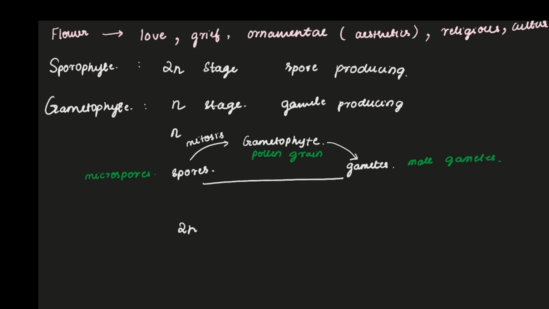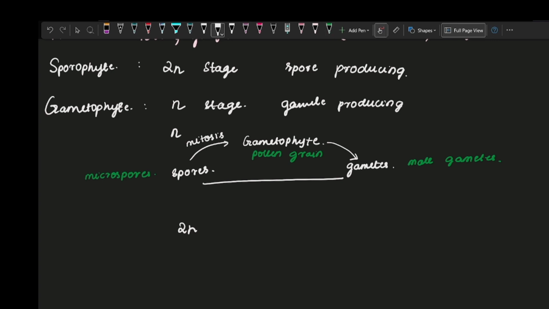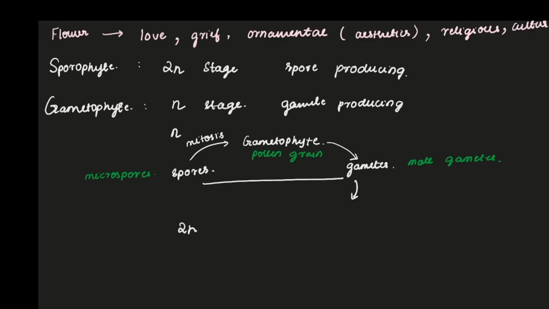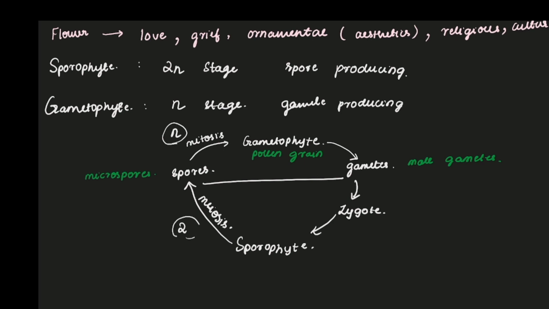And what next happens in the cycle once gametes are formed? Zygote is formed, and that will undergo mitosis. You get the sporophyte, and this will undergo meiosis to give spores. So this is nothing but the alternation of generation. This is the gametophytic stage and this is the sporophyte.